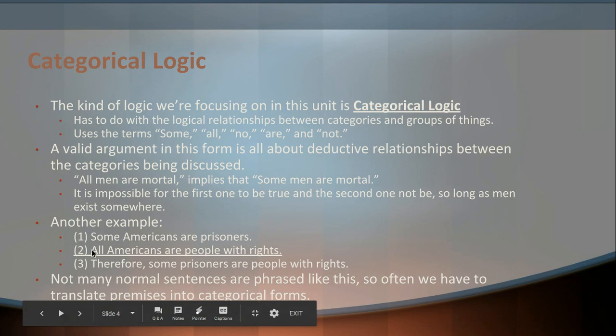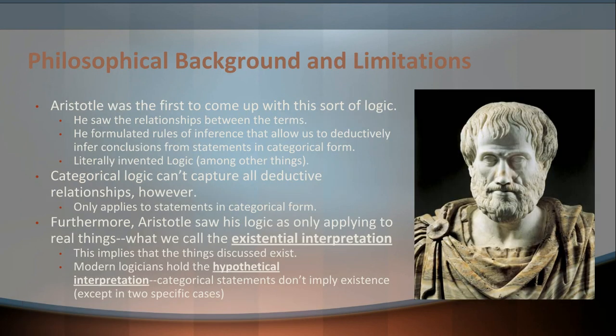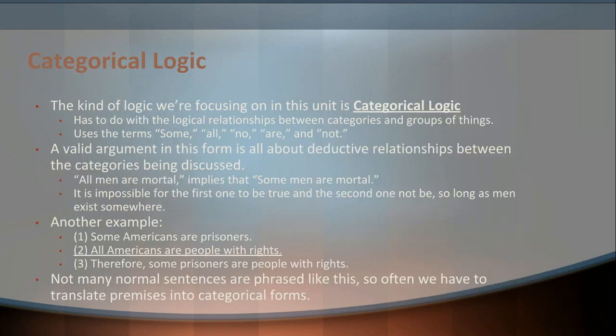When we talk about things like all Americans are people with rights, or we say that all men are mortal, Aristotle believed that the statement being true, that all men are mortal, can only be true because there actually are men who die at the end of their lives or something like that. And this is actually quite controversial for modern logicians. Modern people who study logic often deal with a different sort of philosophical assumption in the background, what we can call the hypothetical interpretation, where categorical statements don't, on their own, imply existence.